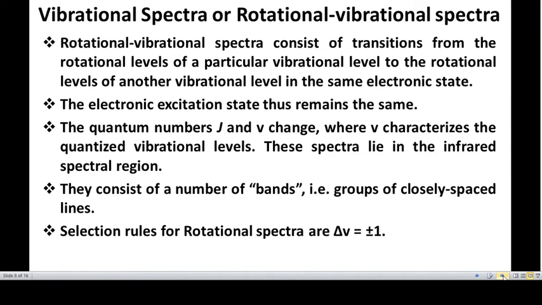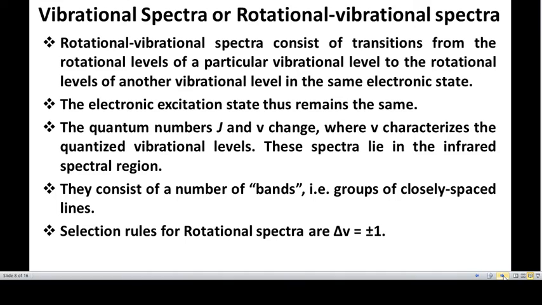Now coming to the vibrational spectra or rotational vibrational spectra. The rotational vibrational spectra consist of transitions from the rotational levels of a particular vibrational level to the rotational levels of another vibrational level in the same electronic state. So you must understand here, the spectra arise because of the transition from rotational levels of a particular vibrational level to the rotational levels of another vibrational level in the same electronic state.